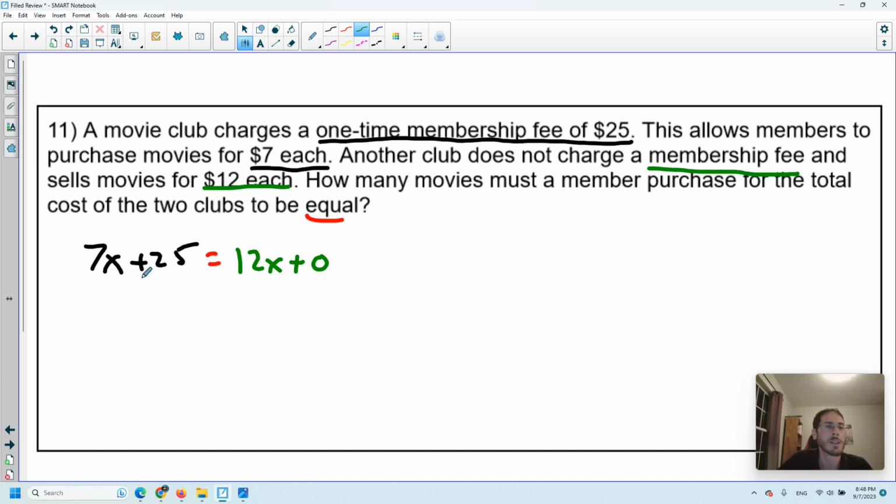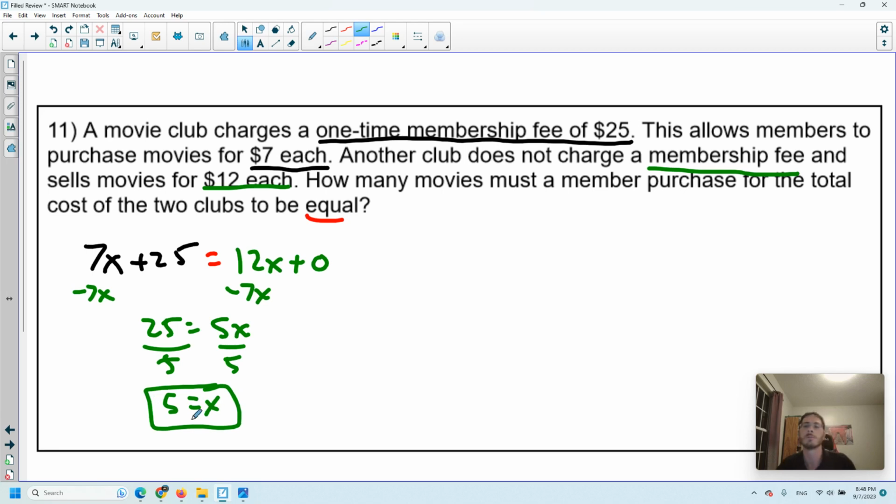So we need to get x's on one side. I think it's going to be easier, again, to move the smaller number of x's, so I can just subtract. So 25 equals 5x. Remember, if I'm adding 0, I don't need to do anything with that. Divide both sides by 5, and I'm pretty sure I'm done. 5 equals x. And that's it. That's all we've got to do.